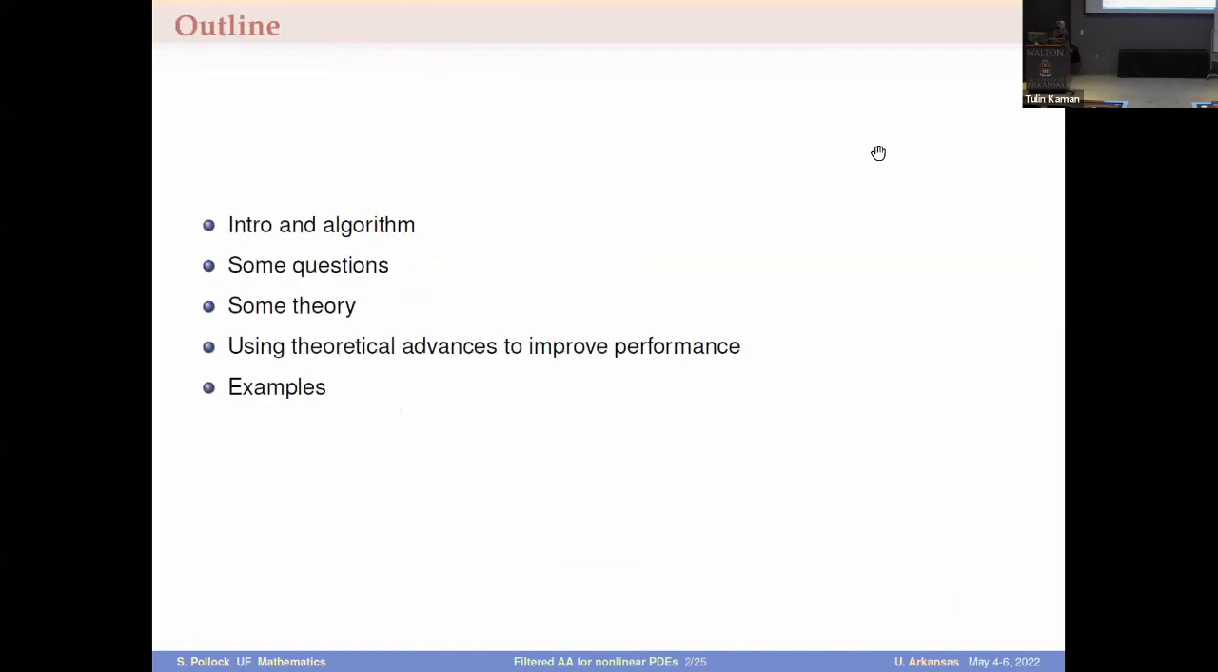First I'll go over a quick introduction to Anderson acceleration and the algorithm, and we're going to look at some questions that actually come up with the method. And then go over some recent theory, and then how we use some of these theoretical advances to improve performance of the algorithm. And I'll illustrate this with some examples.